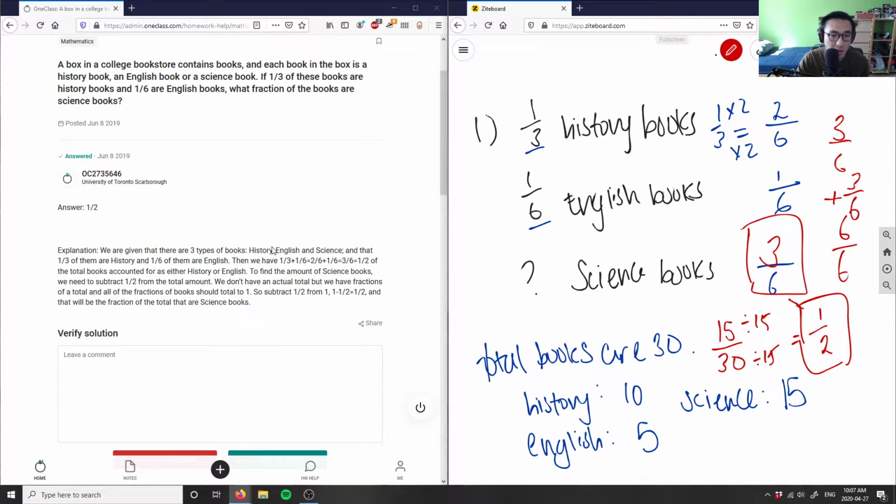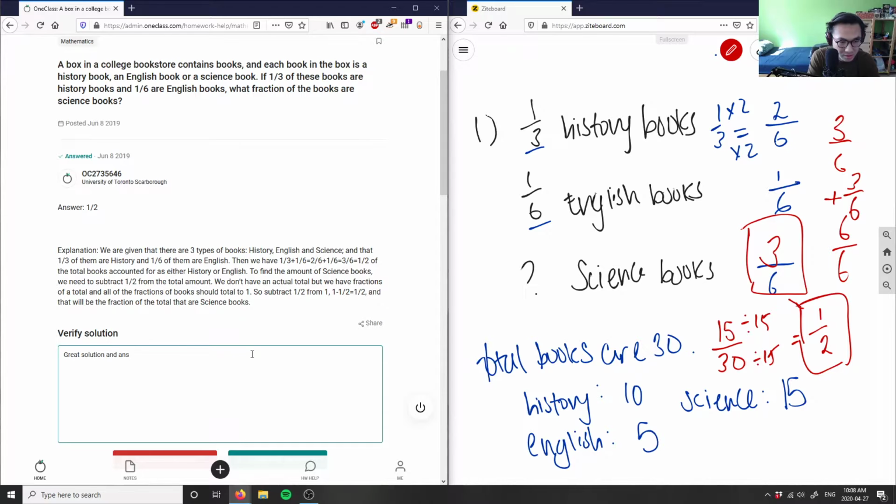Let's see here. We have 1/3 plus 1/6 equals 2/6 plus 1/6 equals 3/6, which equals half of the total accounted for as history or English. To find the amount of science books, we just subtract half from the total amount. We don't have an actual total, but we have fractions of a total, and all the fractions of books should total 1. So this here is correct. We subtract half from 1, which equals half. So this solution here is correct.